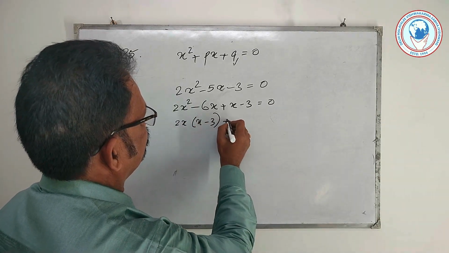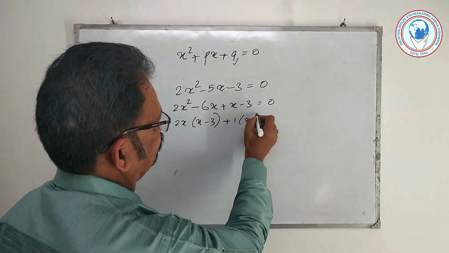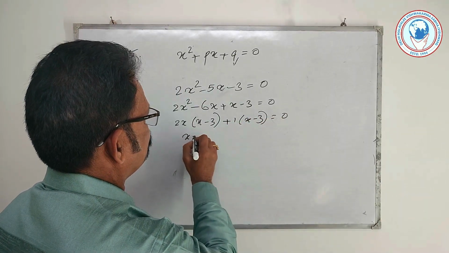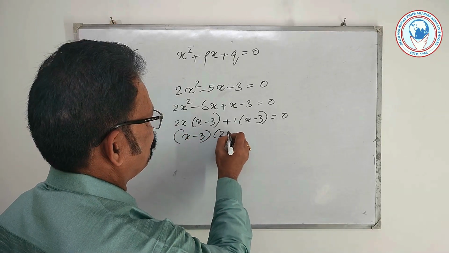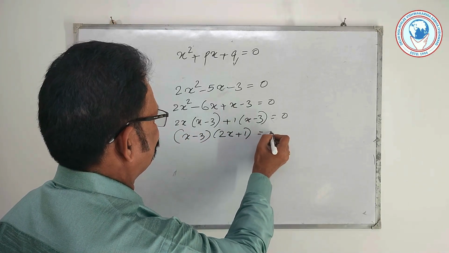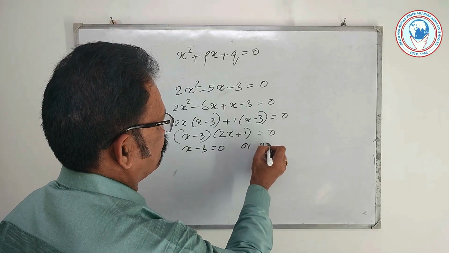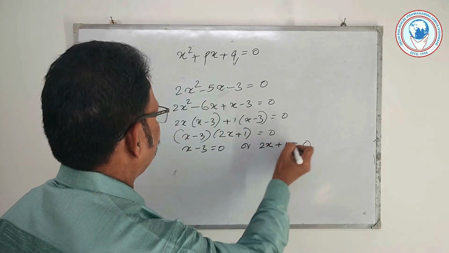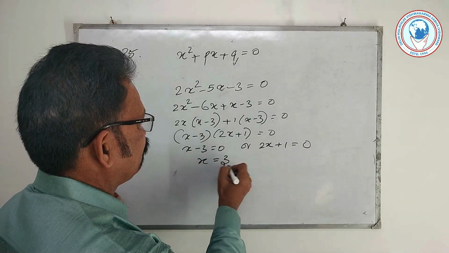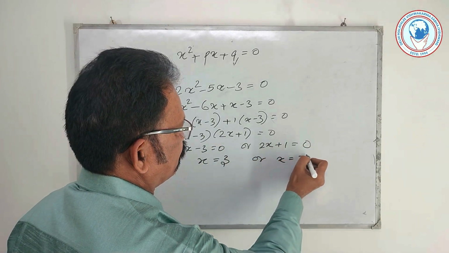2x into x minus 3 plus 1 into x minus 3 equal to 0. x minus 3 into 2x plus 1 equal to 0. x minus 3 equal to 0 or 2x plus 1 equal to 0. We get x is equal to 3 or x is equal to minus 1 by 2.